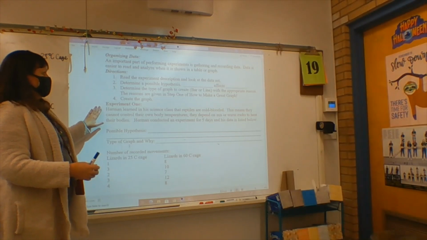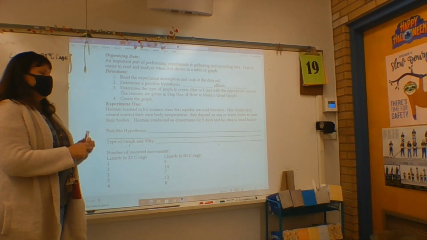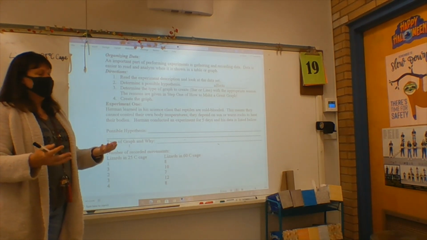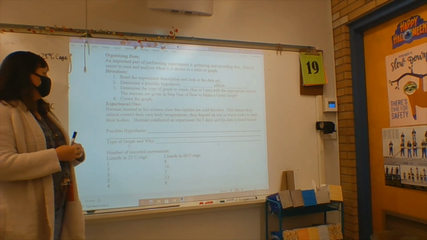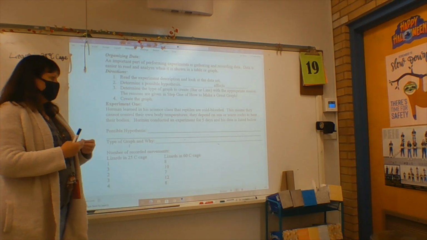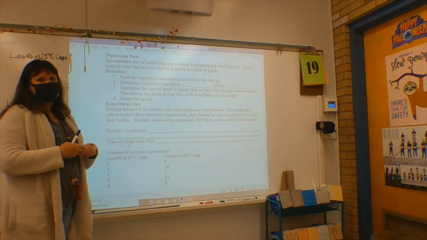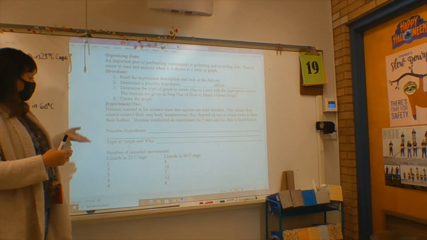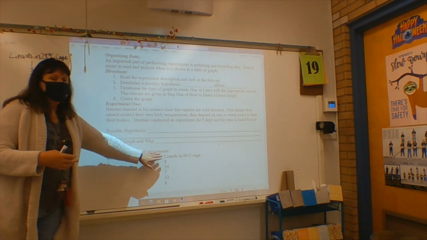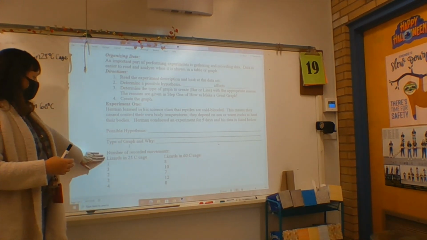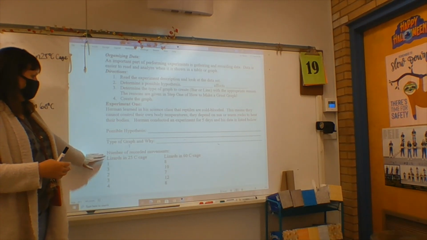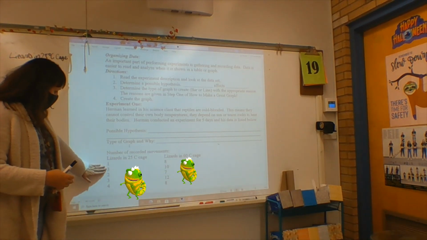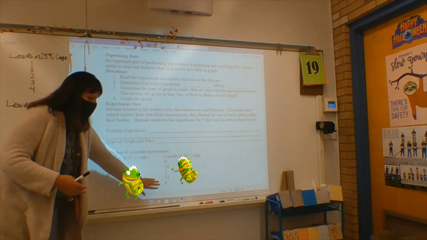So, experiment one. Herman learns in his science class that reptiles are cold-blooded. This means they can't control their own body temperatures, and they depend on the sun or the warm rocks to heat their bodies. Herman conducted an experiment for 5 days, and we have his data listed below. So, if we take a good look at Herman's data, we have the number of recorded movements for the lizards. We have lizards that are in a 25°C cage, and we have lizards in a 60°C cage. And these are the recorded lizard movements every single day as you take a look at that.